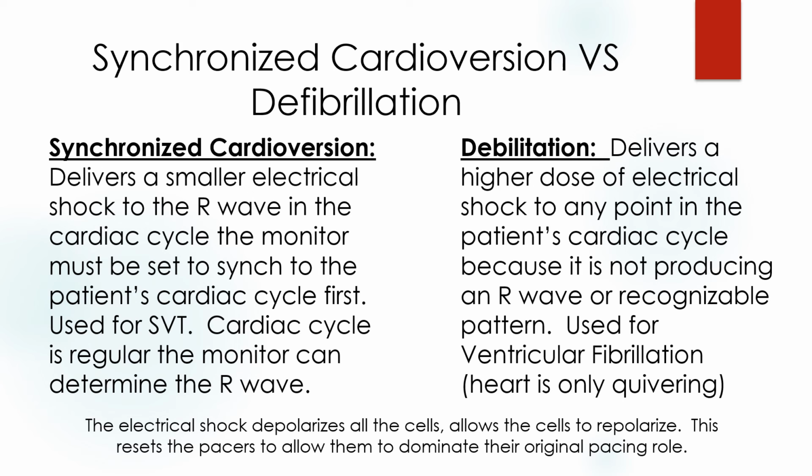And defibrillation, this is what we use for the pulseless VTach and the VFib. It'll deliver a higher dose of electrical shock to any point in that patient's cycle because it's not producing an R wave or a recognizable pattern. So it's used when the heart's only quivering. So basically what happens in the shock is it depolarizes all the cells, and it allows the cells to repolarize, and it resets the pacers to allow them to dominate their original pacing role.